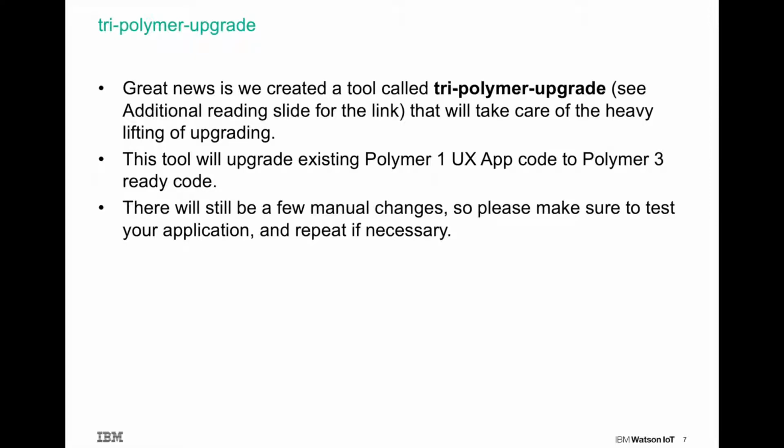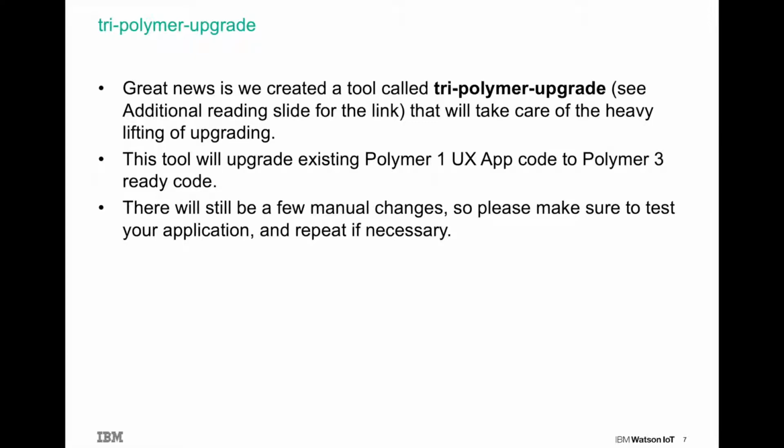Essentially, what this tool does is it takes your existing Polymer 1 UX application code and upgrades it to Polymer 3 ready code. For the most part, most of it will be upgraded. There may still be a few manual changes. We try to cover as many scenarios as possible for all the syntax changes and the file structure changes, but there may be some changes that we've missed.